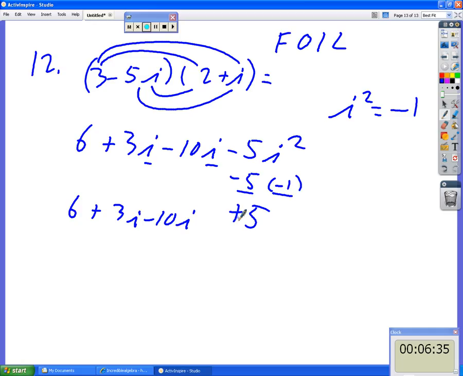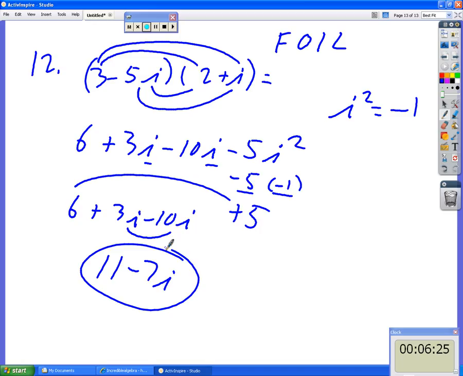And now combine like terms. 6 and 5 is 11. And 3i minus 10i is a negative 7i. And we are done. i squared is always equal to a negative 1. Take the i squared out and replace it with a negative 1 and then multiply just like it says to. And we have our answer. Okay? We'll stop this one.